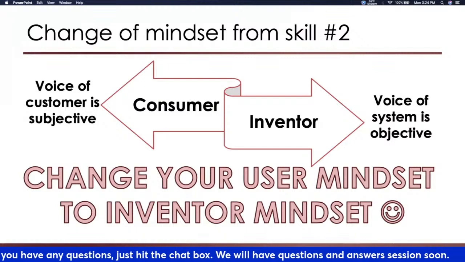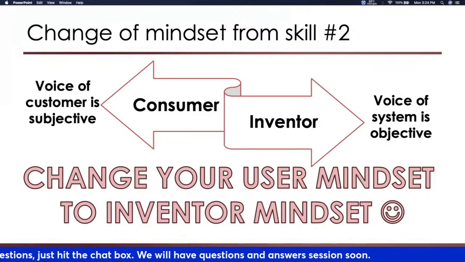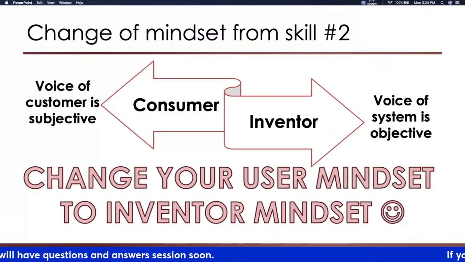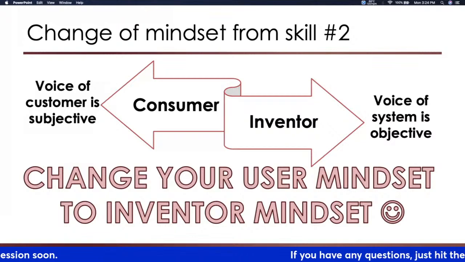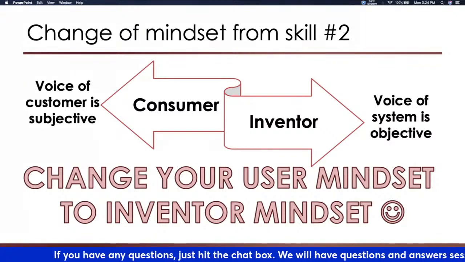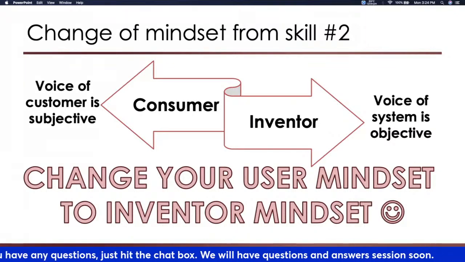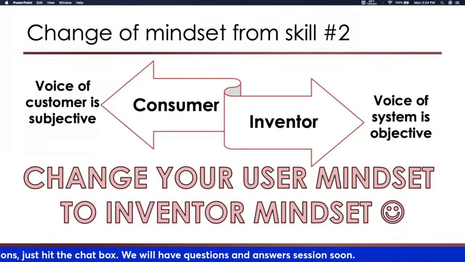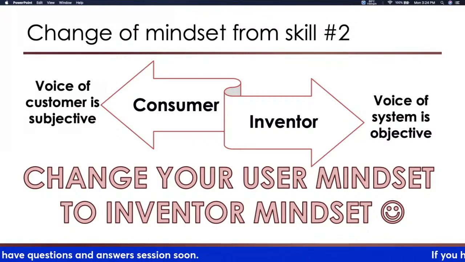In conclusion, for skill set number 2, we try to change our mindset from the consumer mindset into the inventor mindset. We try to see the system more objectively instead of just looking at the subjectivity of the issue. So this is important. This helps our problem solving become better and more effective.